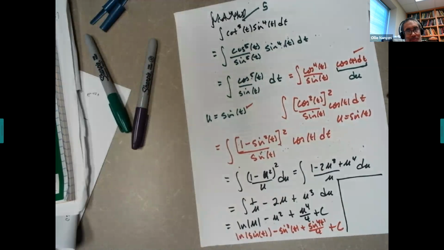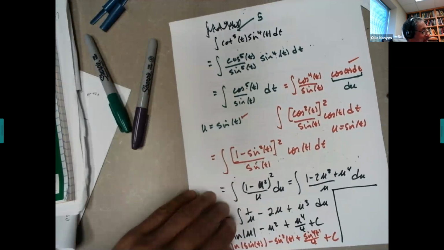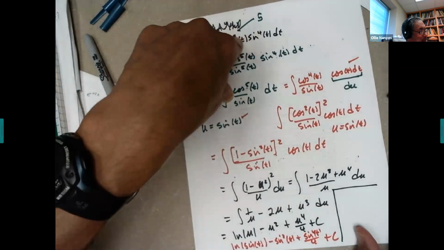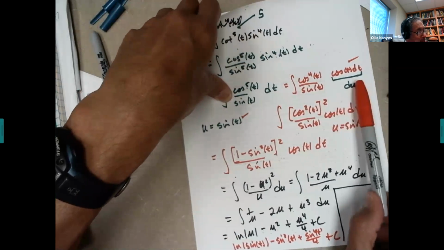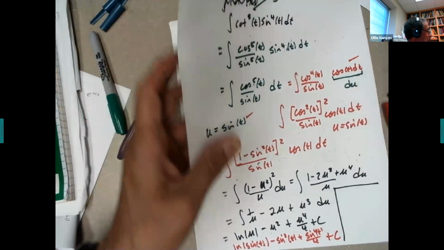Okay? But you see, the key here is that we actually had to do some manipulation, and then use that principle right here to let that work.